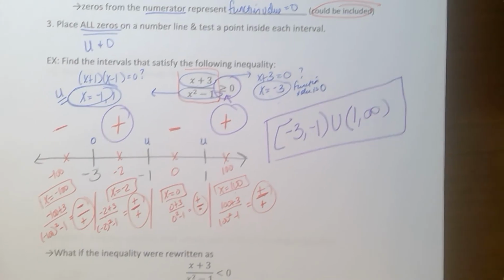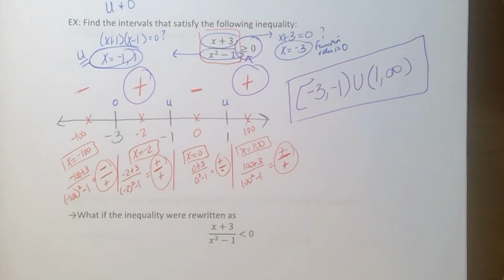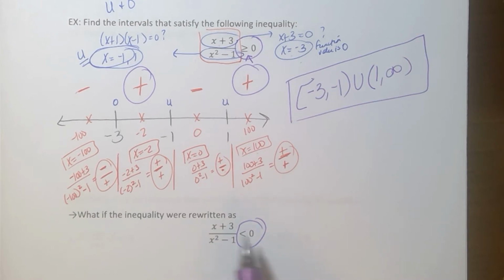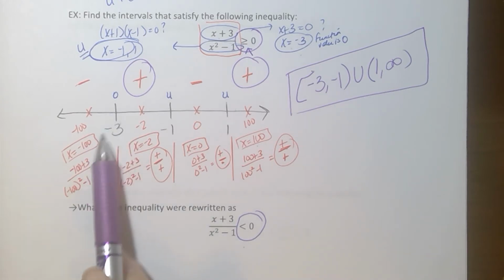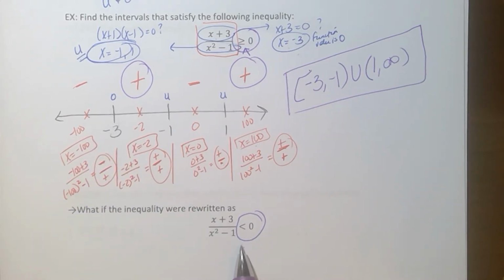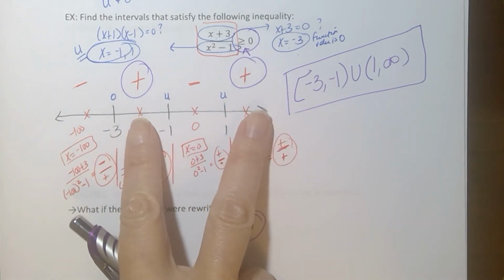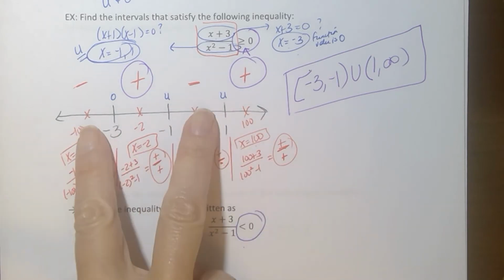Okay. For the next question, it says, what if the inequality were rewritten and the only thing that changed here is this inequality symbol? Same expression, so all of my work is still the same, but now I'm interested in places where the function value is less than 0. Just less than, so I'm not going to include any boundary points, not even this negative 3, because I'm not interested in equal to. Less than are those negative intervals, so I'm interested in these two intervals this time.